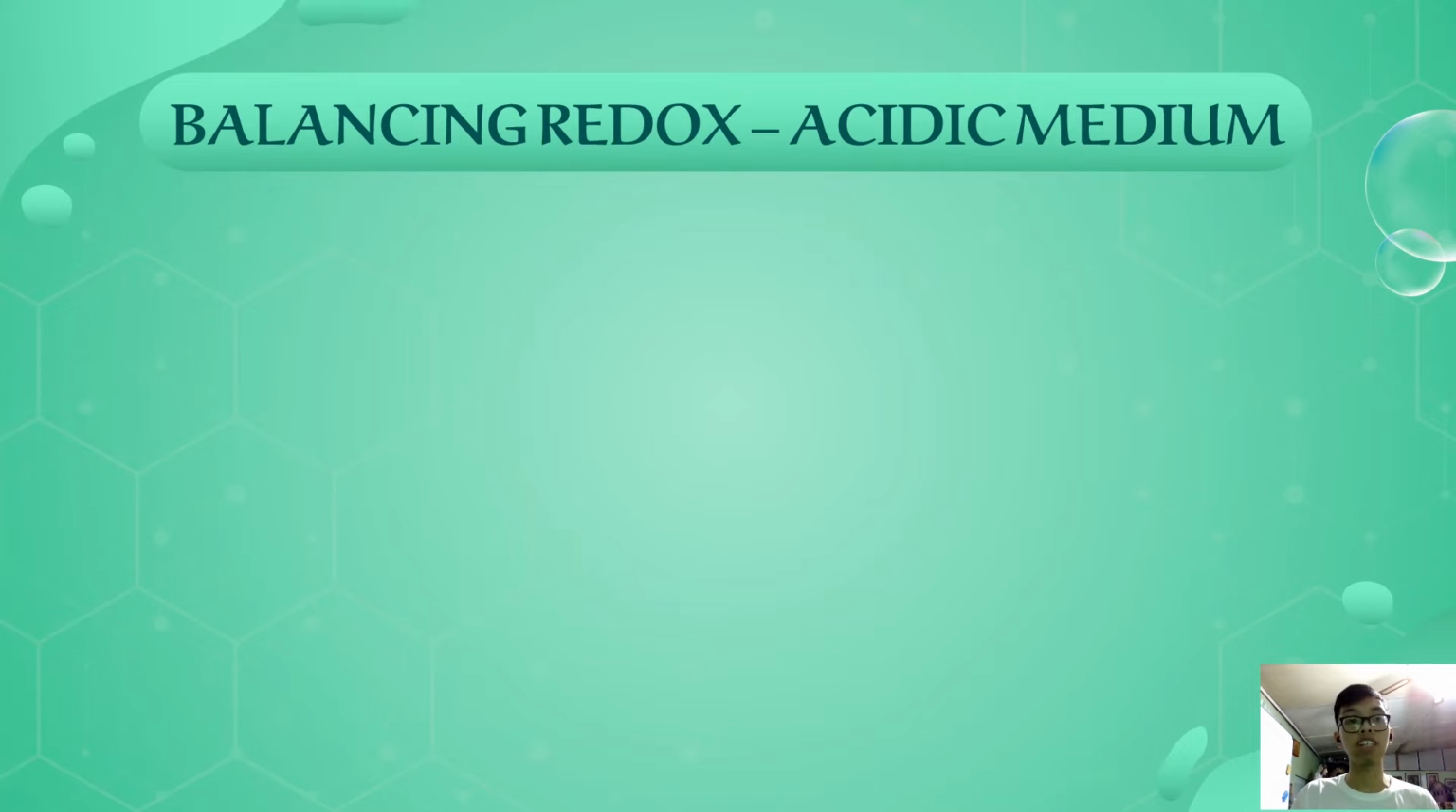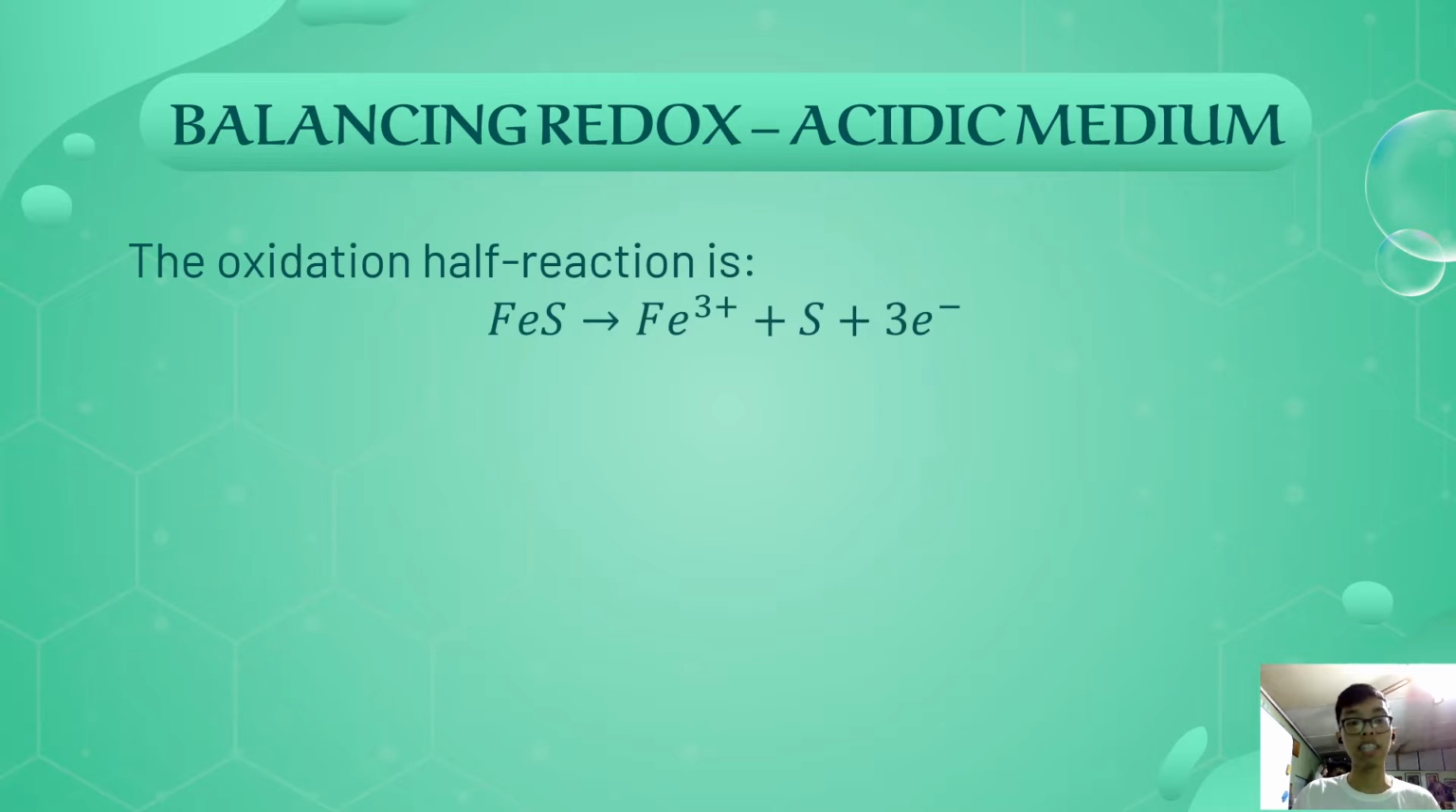The general procedure for balancing redox reactions is to separate them into the oxidation half reaction and the reduction half reaction. The oxidation half reaction is FeS goes to form Fe3 plus, S, plus 3e. Why is this the oxidation half reaction? Because from a 0 charge, the iron goes to a 3 plus charge, which indicates a loss of 3 electrons. This is why it is the oxidation half reaction.